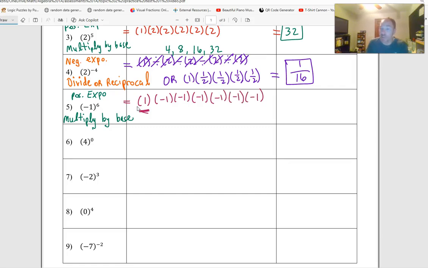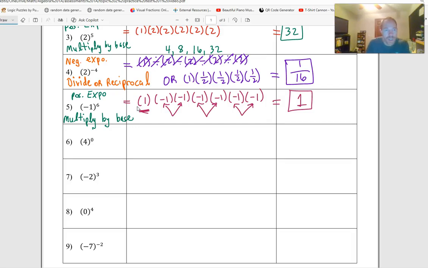And now I can employ the buddy system. That positive doesn't need a buddy, but these two negatives can be buddies. These two negatives can be buddies. These two negatives can be buddies. Every negative's got a buddy. Well, 1 times 1, all those ones is going to be 1. And then all those negatives pairing up, having buddies, we just have positive 1 as our value there.